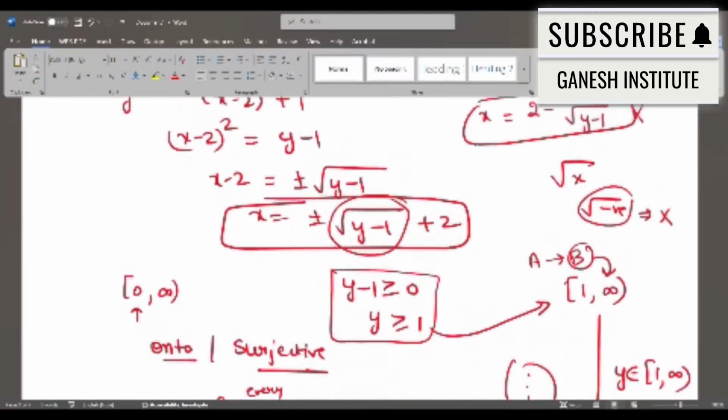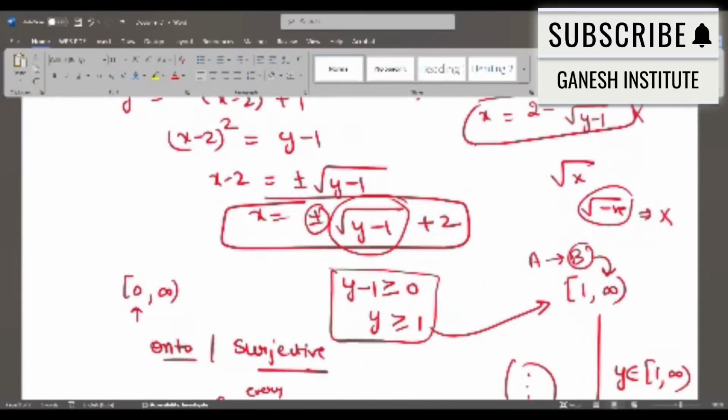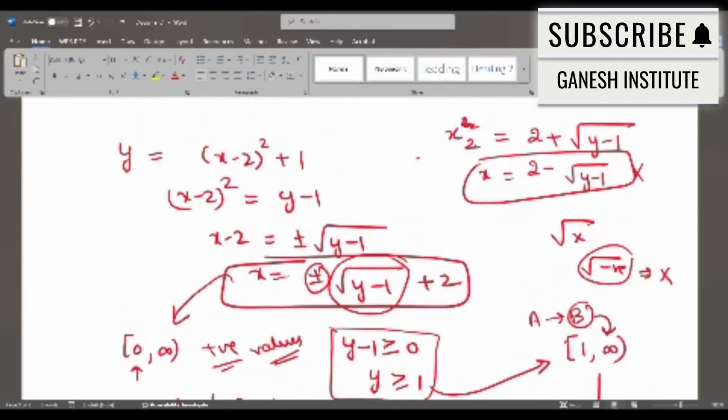Okay. If you have to, plus and minus are both there. But if your x is defined as this, it is only having positive values, right? Yeah. So positive values you have to consider. If you have this one and you substitute any such value, for example, let's say you want to put y as 1, so what will be your x?